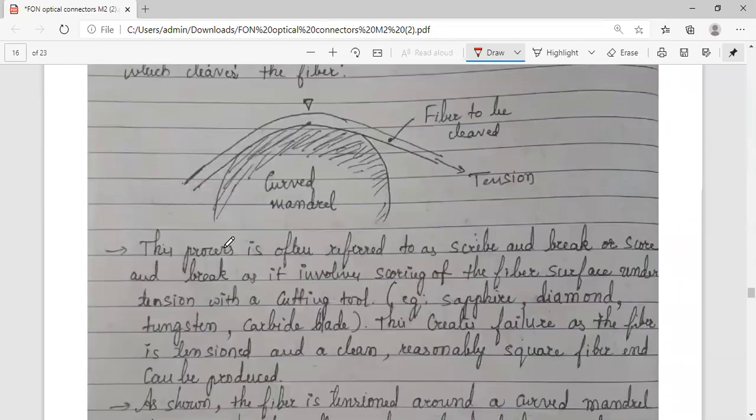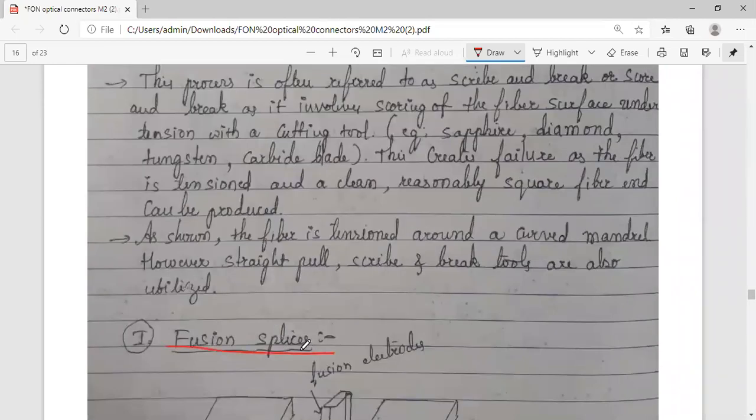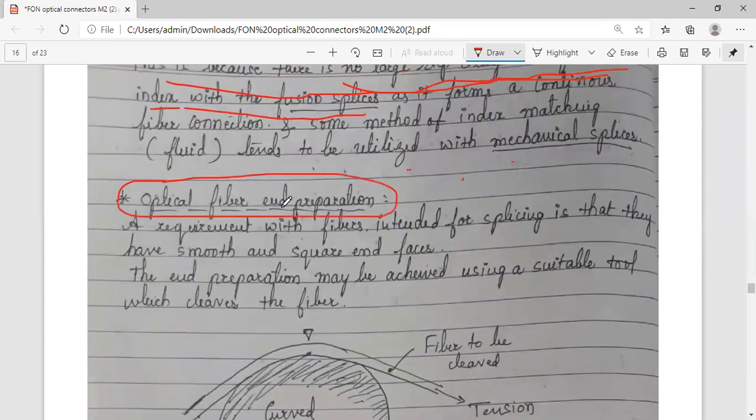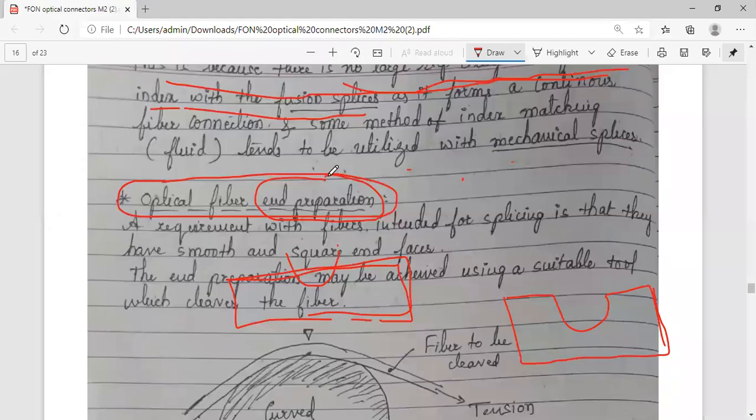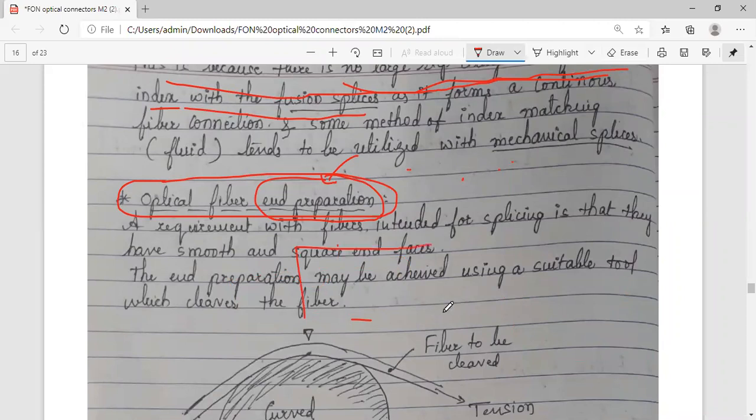Before going for your fusion splices, the first category: what do you mean by end preparation? Optical fiber end preparation. It is something like, I think you have studied, just a second. Just as an example, to let you know what end preparation is. If in the workshop some job is given to you, this is your material provided in this shape, and you want to have a material something like this.